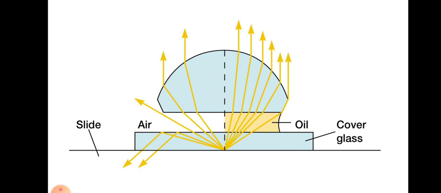Here we can see, in order to increase the resolution power, we have to decrease the wavelength of light, which can be achieved by adding oil to the glass slide, which is known as oil immersion. Here in the diagram we can see, in absence of oil, the wavelength is more, whereas in presence of oil, the wavelength is less, which gives high resolution power.